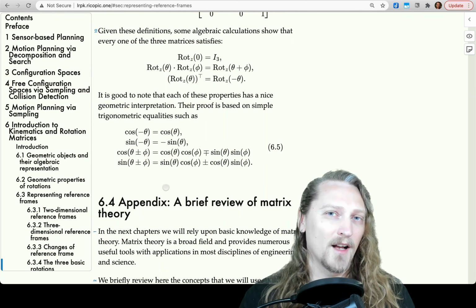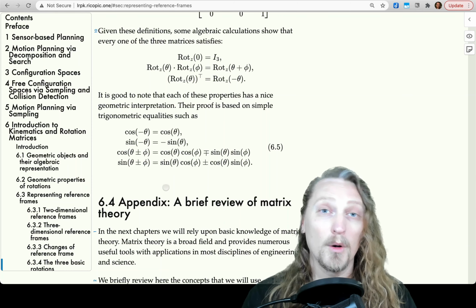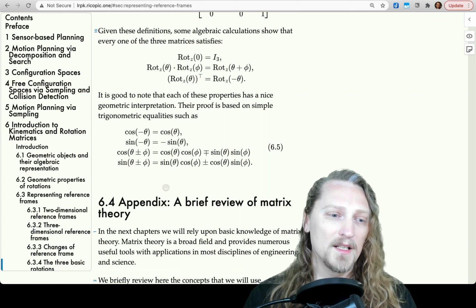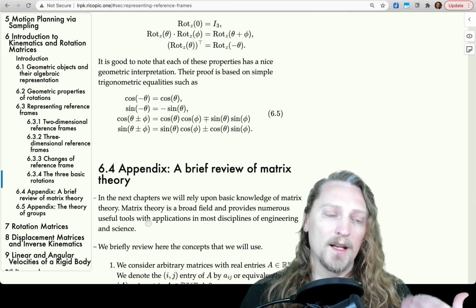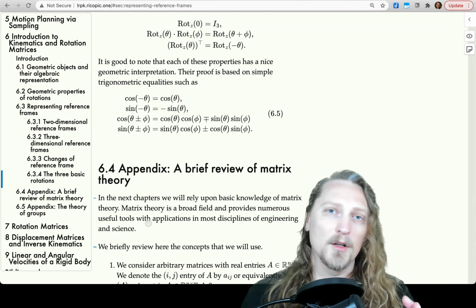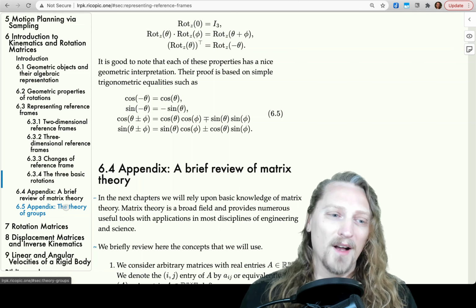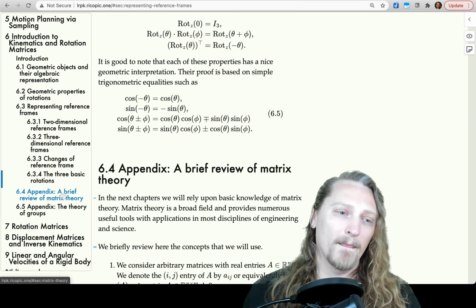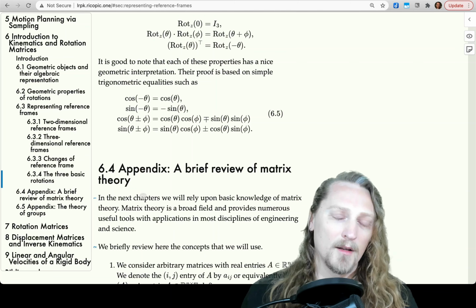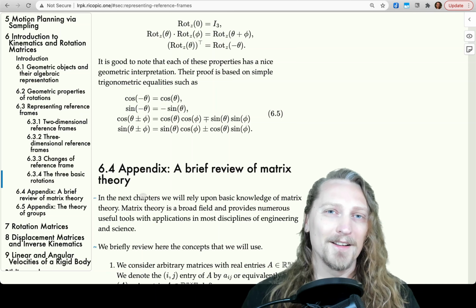All right. I will not be finishing the appendices in the recordings, but I do encourage you to read the appendices. They will be especially helpful for the next chapter. In particular, I want to encourage you to read 6.5, the theory of groups, before starting the next chapter. And if you need any brush up on matrix theory, then 6.4 is there as well. All right, I'll see you next time.